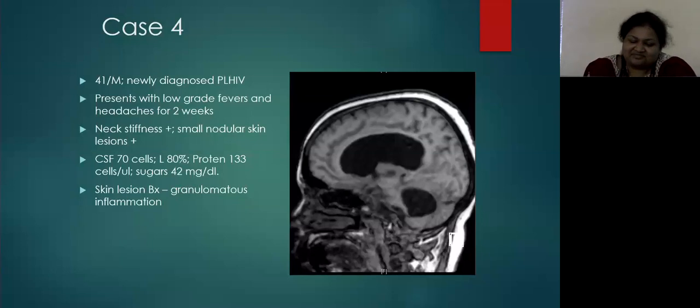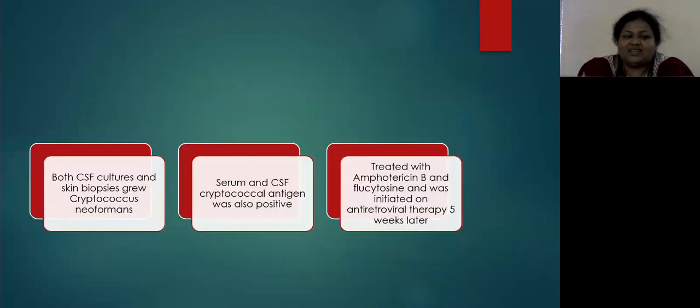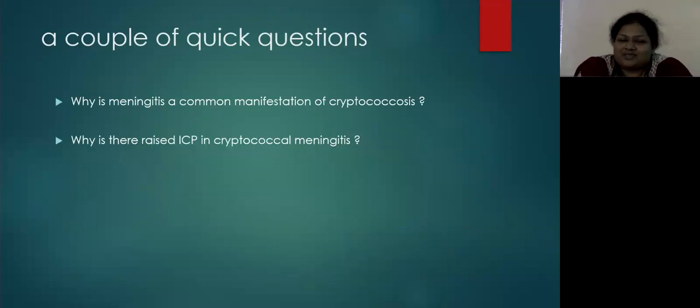TB. This is our patient actually, but both the CSF and skin biopsies came back as cryptococcus. His antigen was positive, and he was treated with amphotericin and flucytosine and became better. So keep in mind cryptococcal, but still the prototype is TB. Now, I'm not going to go into detail on cryptococcus. Meningitis is the most common manifestation of cryptococcus.